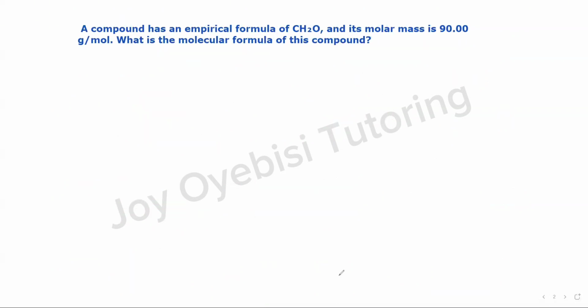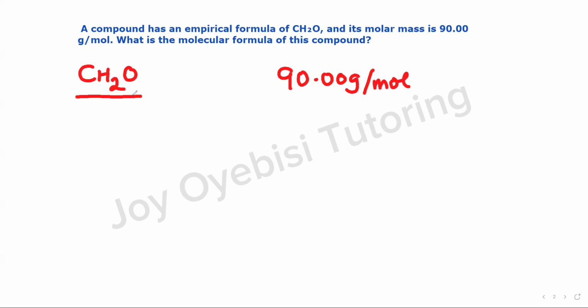Now, the next question here says, a compound has an empirical formula of CH2O, and its molecular mass is 90 grams per mole. What is the molecular formula of this compound? When you have such a question, the first step would be to find the empirical formula mass, which is the mass of this empirical formula they give us, okay?